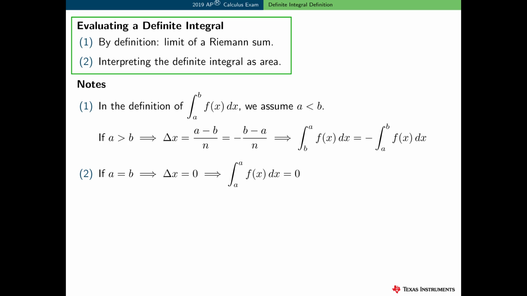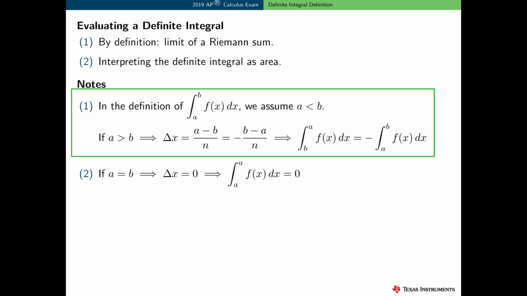Now another method is to interpret the definite integral in terms of area. And in fact, free response question AB3 BC3 involved this concept. Here are just a couple of additional notes associated with the definition of the definite integral. In the definition, we assumed that a is less than b.